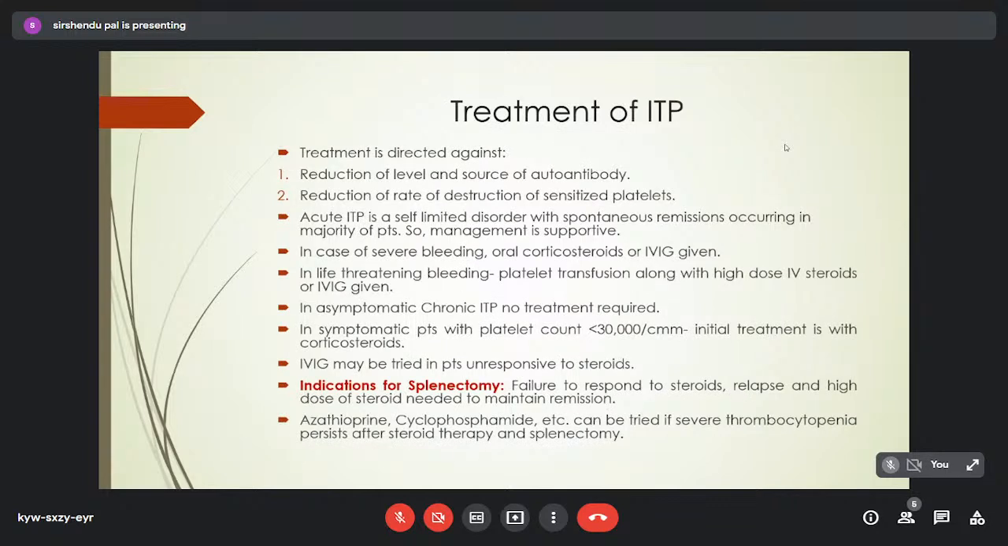Coming to the treatment, acute ITP is a self-limited disorder and management is generally supportive, but in case of severe bleeding, oral steroids or IV immunoglobulins can be given. In life-threatening bleeding, platelet transfusion along with high-dose IV steroids or IV immunoglobulins are given. In case of asymptomatic chronic ITP, no treatment is required, but in symptomatic patients where the platelet count falls below 30,000 per cubic millimeter, the initial treatment is with corticosteroids. IV immunoglobulins may be tried in patients unresponsive to steroids. Indications for splenectomy are failure to respond to steroids, relapse, and high dose of steroid needed to maintain remission.